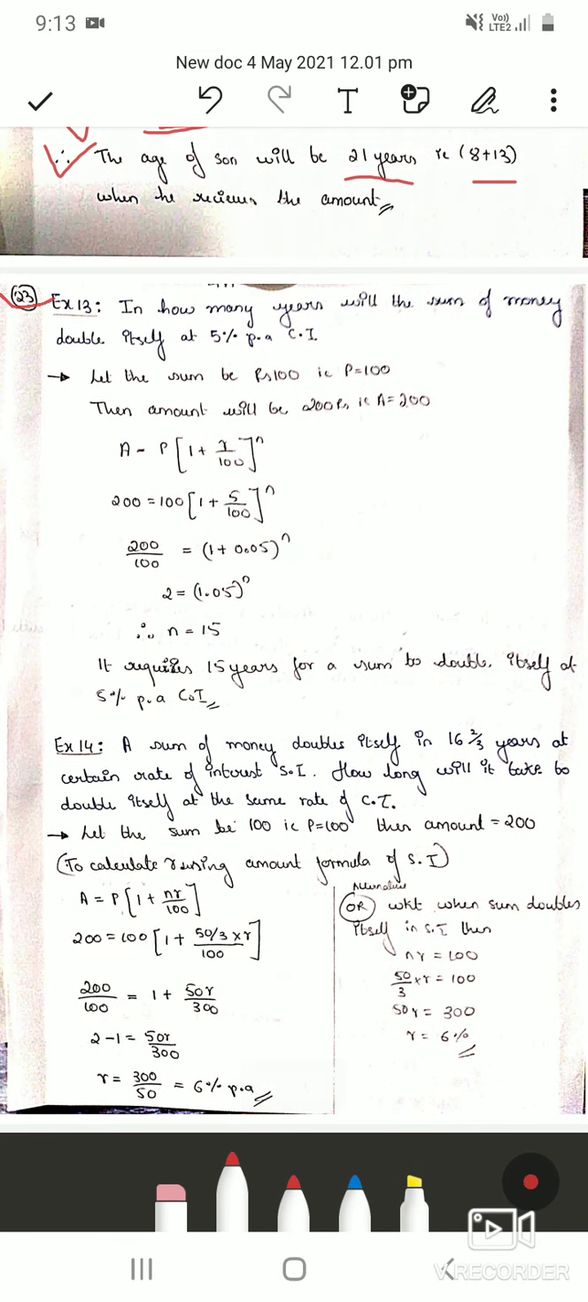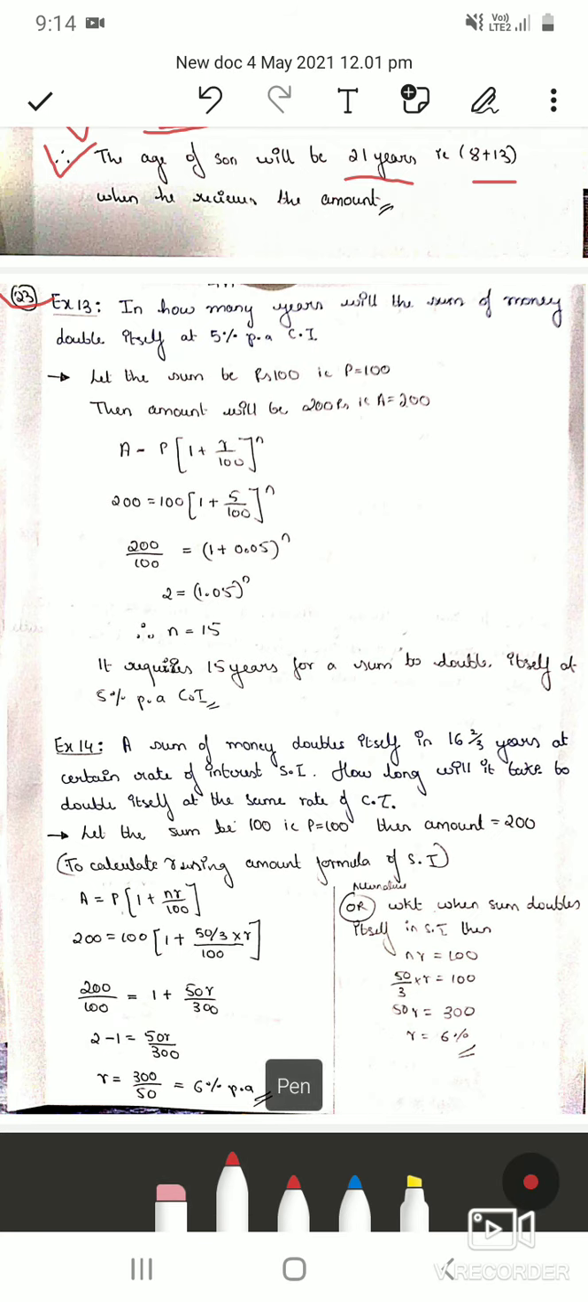So the 13th question is, in how many years will a sum of money double itself at 5% per annum compound interest? In simple interest, when such a question was asked, we had a note: n into r is 100 when the amount doubles itself, and it is 200 when it triples itself. So this was a shortcut method in simple interest. In compound interest, the shortcut is always, on the left hand side 2 equal to 1 plus the rate by 100 whole raised to n.